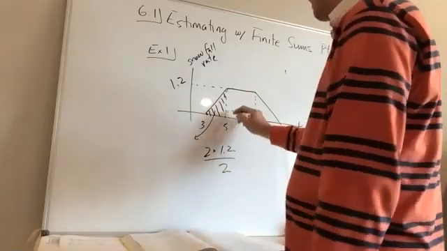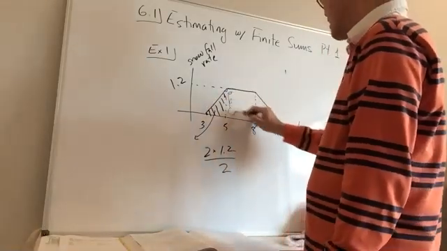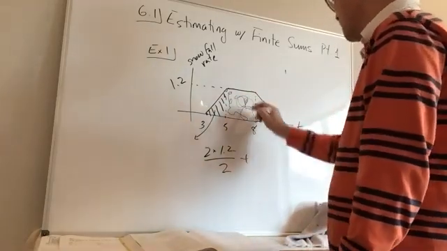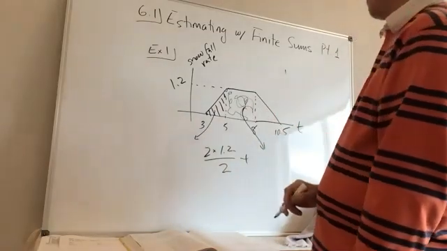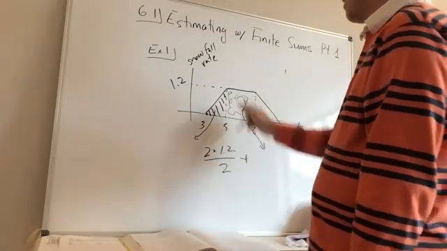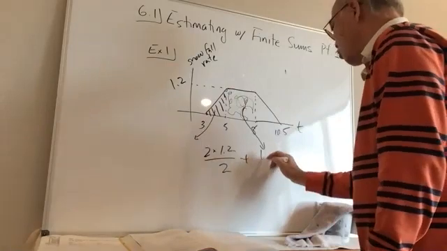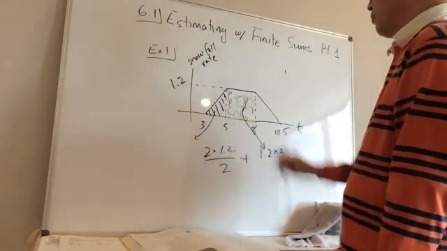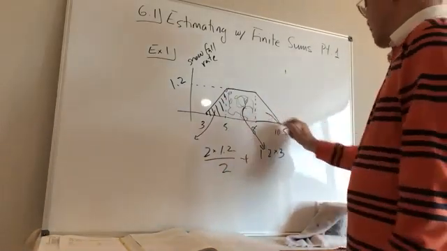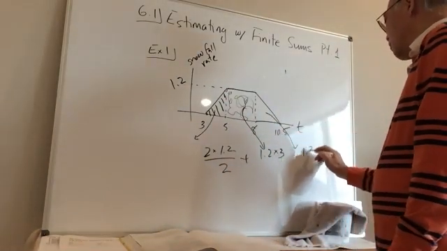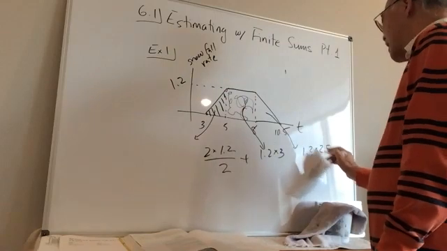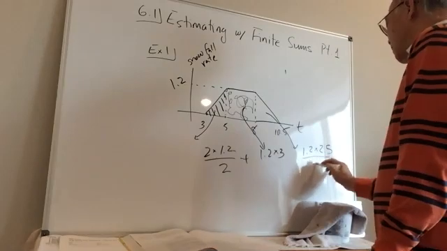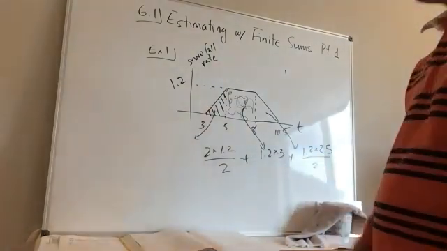And now we're going to try to find this area here. What's this area here? Anybody? That's just 3 times 1.2, right? The base is 3 and the height is 1.2. And again, over here, we're going to get 2.5 times 1.2 divided by 2. And we're going to add them all together.